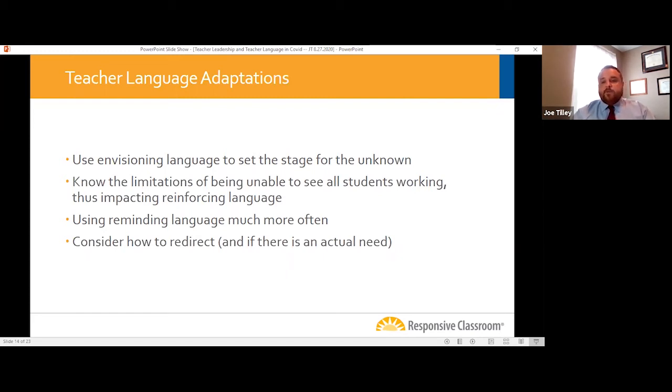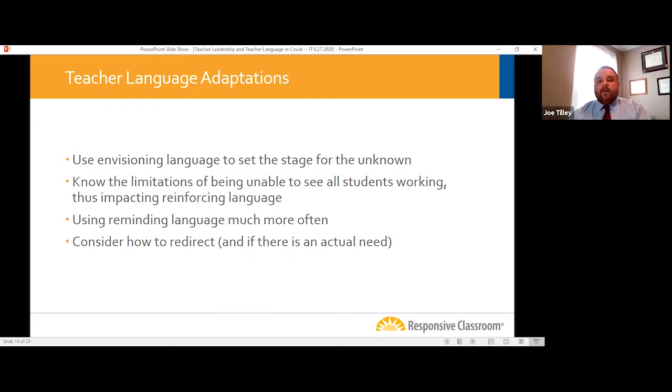Understand that there are some new limitations on what you can see and what you can't see. Even in a socially distanced classroom, you're still trying to figure out if students are working in the way that they're supposed to be. Know your limitations. Go into it knowing those limitations so that you keep your language in a place where it still remains positive and focused on what is.